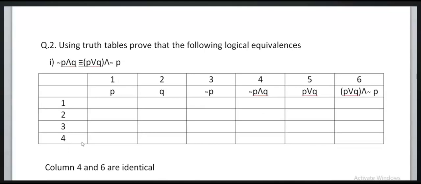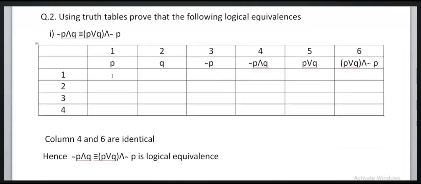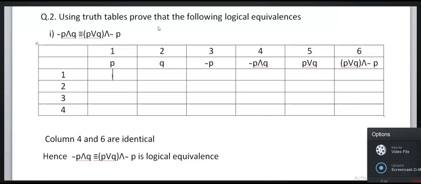Now we'll see question number 2. Using truth tables, prove that the following are logical equivalences. This is the equivalence sign, and for that we will require first P, Q, negation of P and Q. This is the fourth one. Next we will require P or Q and negation of P. That is the fourth and sixth. If both of them are the same, then we say that it is a logical equivalence.